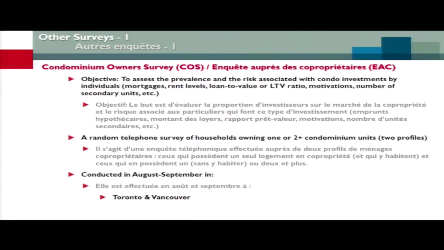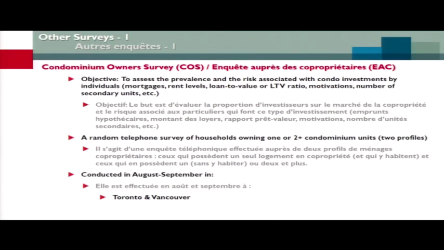There are 2 other surveys that we're conducting. There's one called the Condominium Owner Survey. This one is conducted only in Toronto and Vancouver because that's where most of the condo issues have been identified in the past. There are other centers that we're looking at, Montreal and Calgary, for example, where we are expecting to do something in the future.